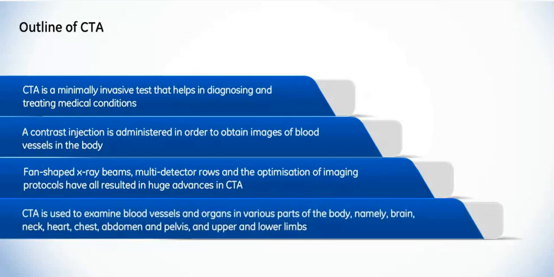CTA can be performed to examine blood vessels and organs in various parts of the body, such as brain, neck, heart, chest, abdomen and pelvis, and upper and lower limbs.